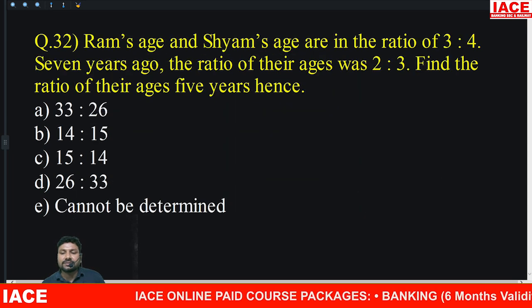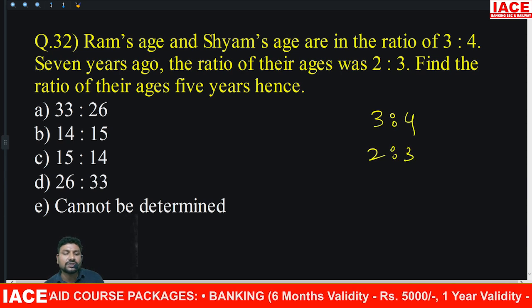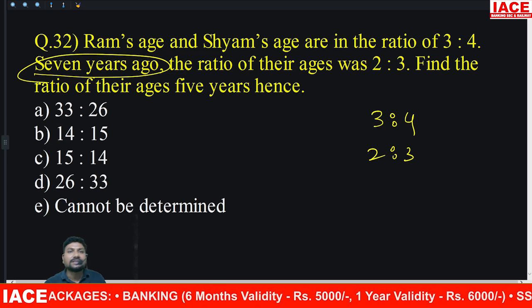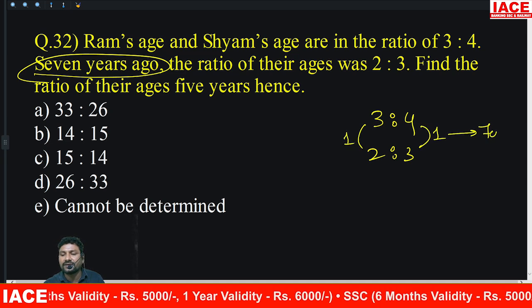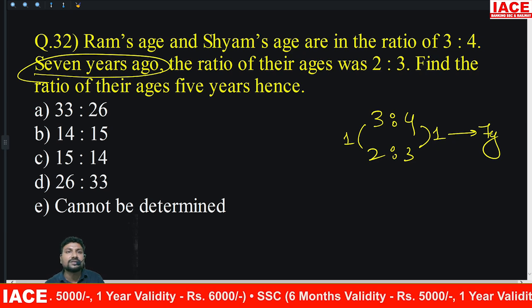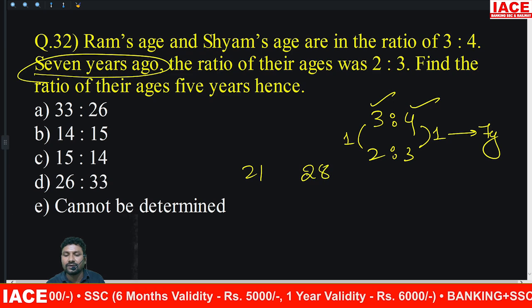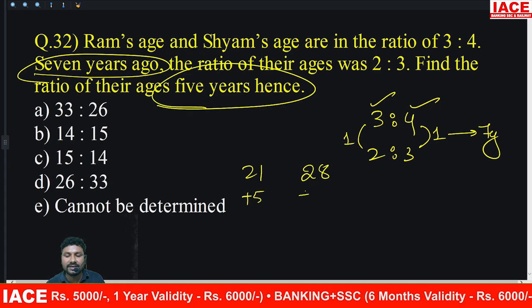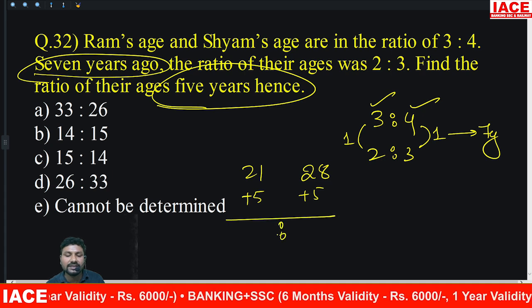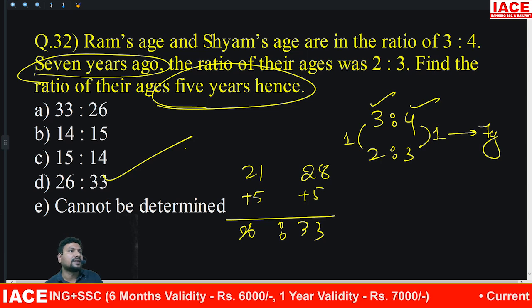Ram's age and Sham's age ratio is 3:4. The final ratio is 2:3. How many years ago? 7 years ago. 1 part decrease, 1 part decrease. It is equal to 7 years decrease. 1 part equals 7 years, then 3 parts equal 21, 4 parts equal 28. But they are asking the age after 5 years. After 5 years means plus 5 and plus 5. The ratio of the ages is how much? 26 and 33. Option D.